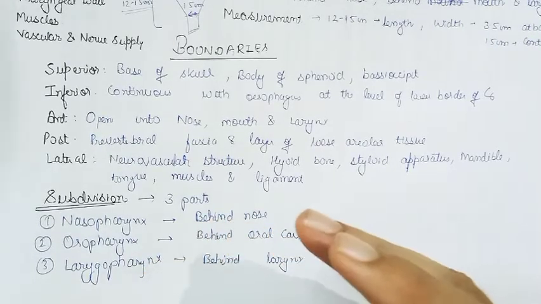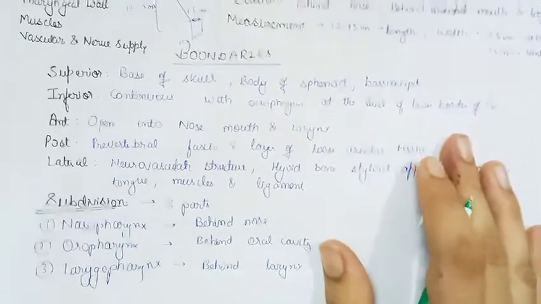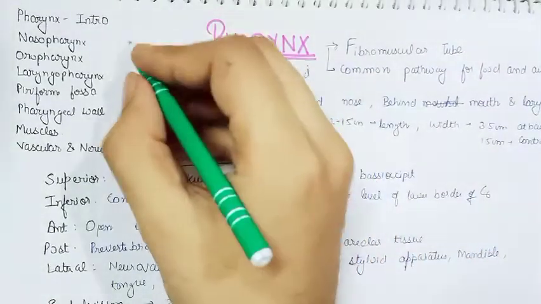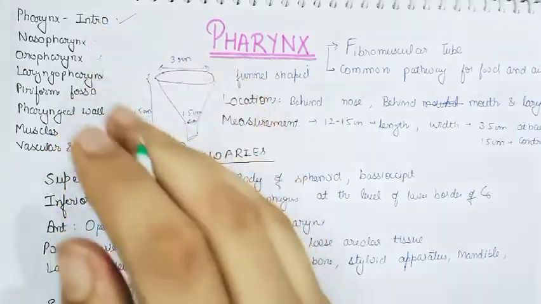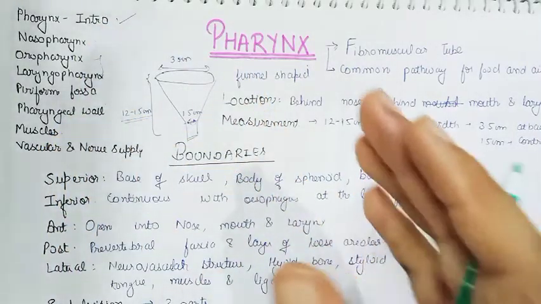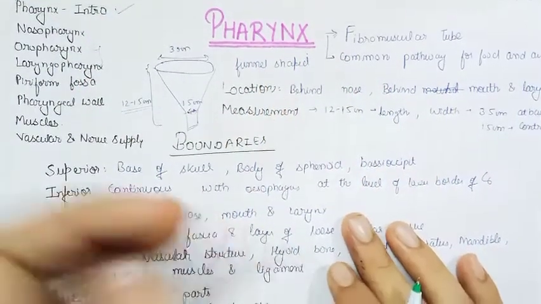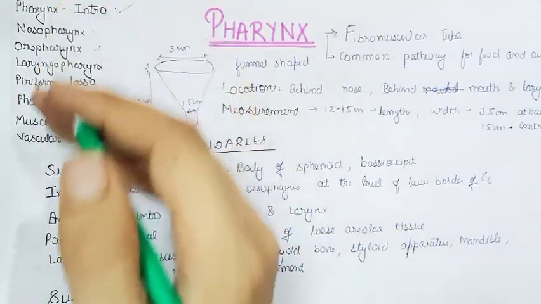So now the next point is to discuss all these subdivisions. We have discussed the introduction. Now remaining are these 3 subdivisions of the pharynx. We will have a comparative study of all these 3 structures. Then we will discuss the rest of the remaining part.